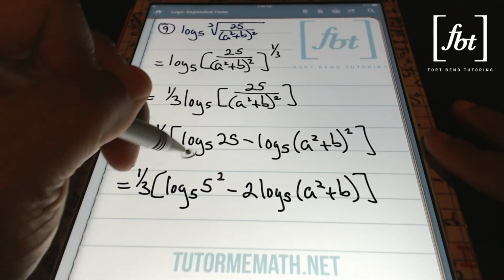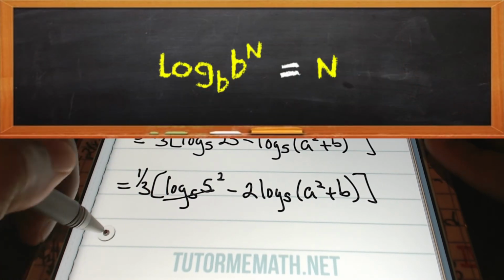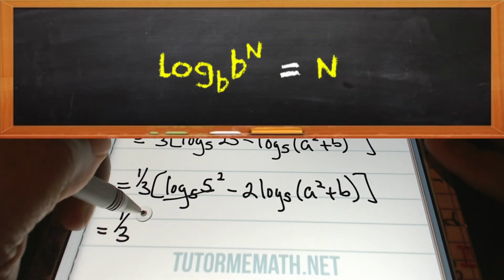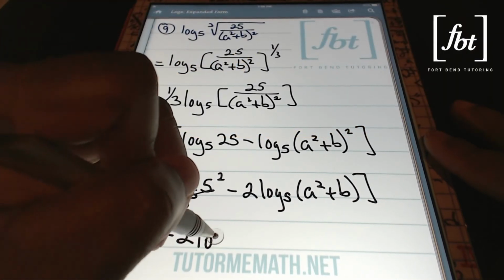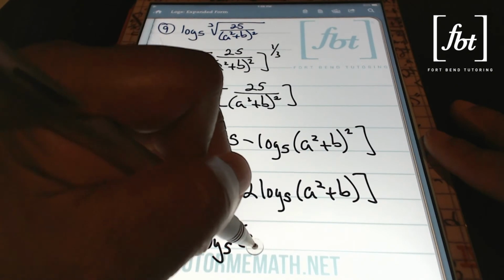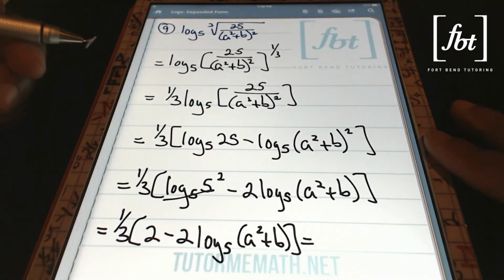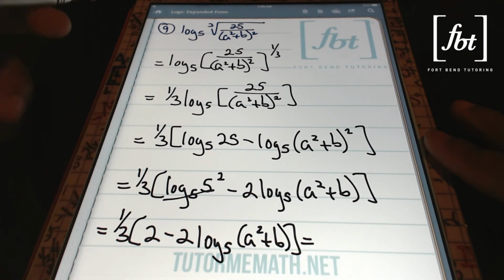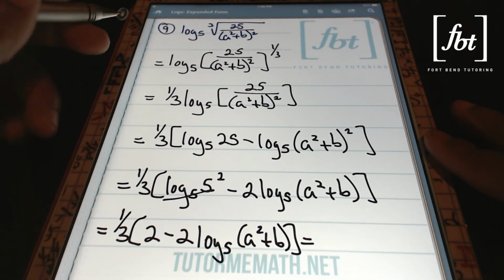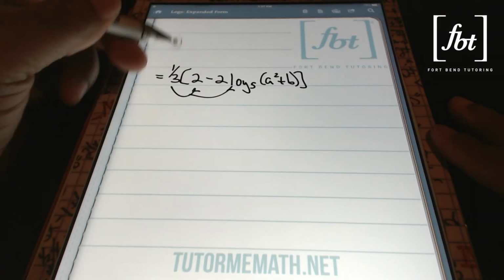There you go. We're going to go ahead and simplify that log base 5 and 5. Those will cancel out. You'll have the 1/3 times 2 minus 2 log base 5 of a squared plus b. All right, just like that. And from there, we'll go ahead and distribute that 1/3. So distributing the 1/3, it'll look like this. We'll be getting our arrows popping here, guys.